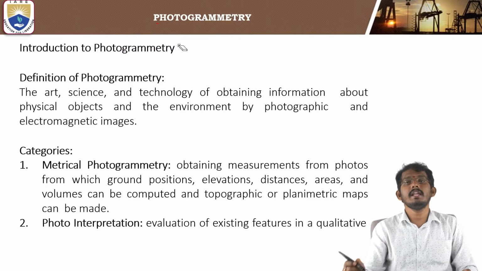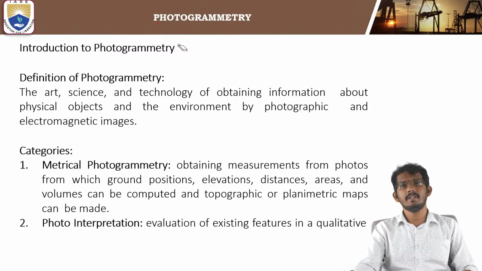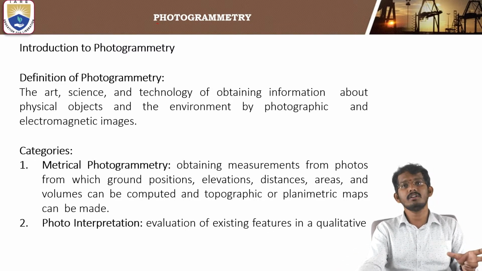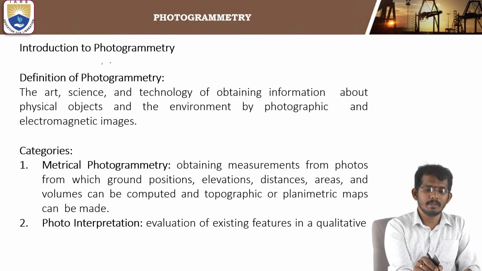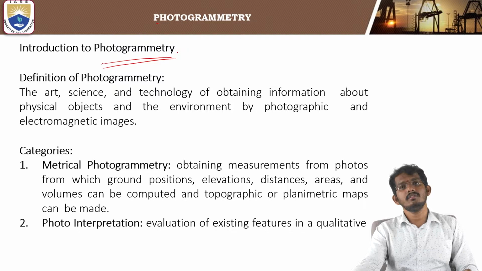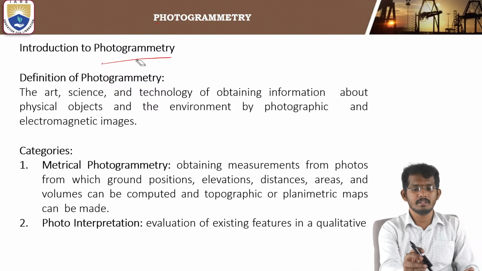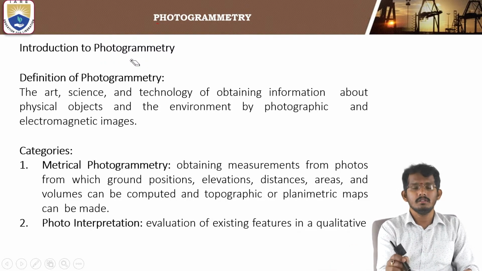Photogrammetry is derived from Latin words, where photo means light, gra means to draw or measure, and metry means measurement. So in the presence of light, we draw and measure some physical quantities on Earth's surface. That is called photogrammetry.